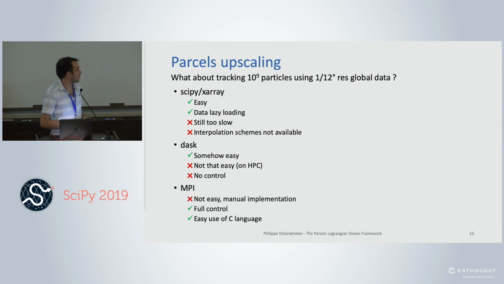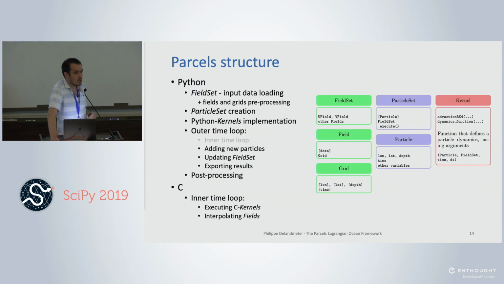What we've been trying recently is that I've been developing an MPI implementation. This is less easy. You have to do the work by yourself, but the good point is you have more control over what you're doing. And also the problem with Dask was that it was harder to use the C code, and that's something important for us. We also use C. Parcels is implemented in Python.